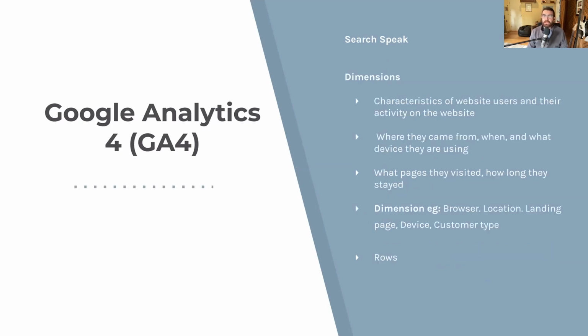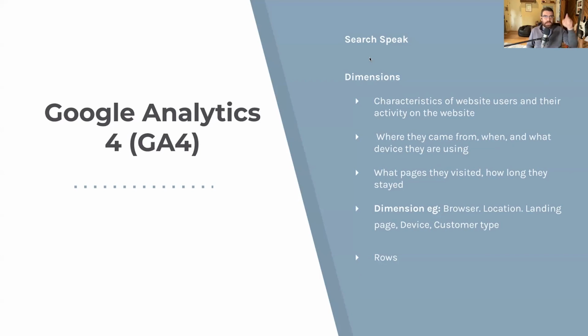Okay, so dimension. This is going to be one of the really important ones that we're going to want to know about. A dimension is basically, the way I think of it, the ones with the words. So say it's a source medium, it's going to be Google Organic or Facebook or Google CPC. It's the named part, and then the metric is the number of what we're counting. Usually dimensions are the rows, and the columns are going to be the metrics.